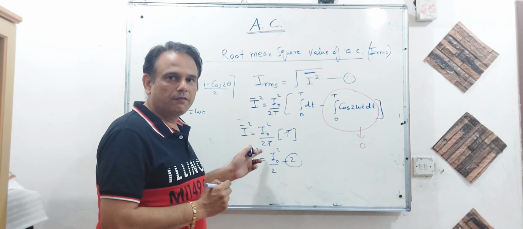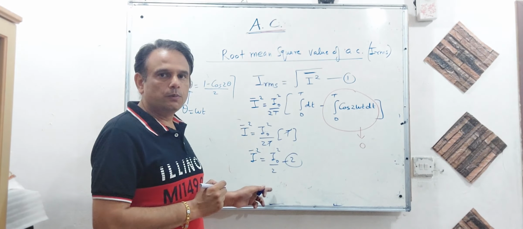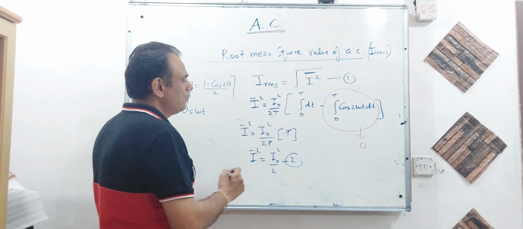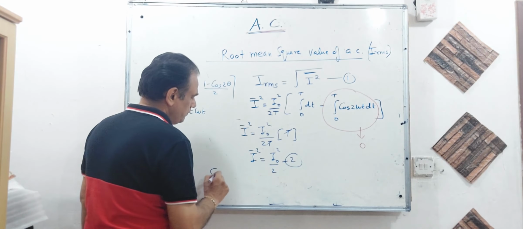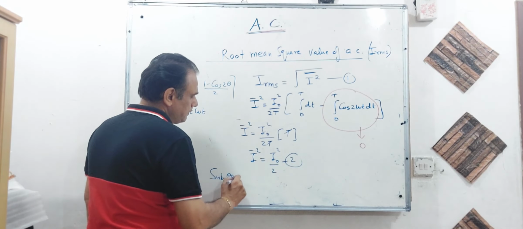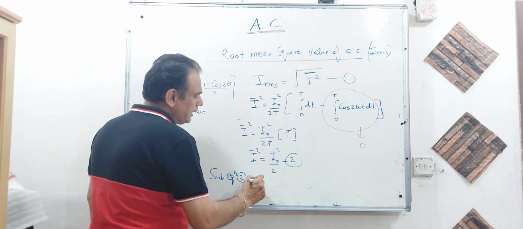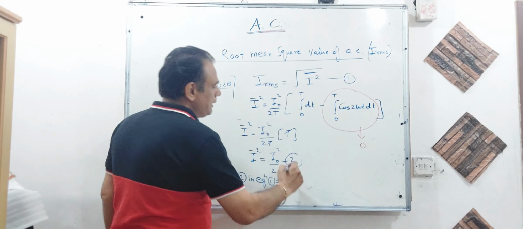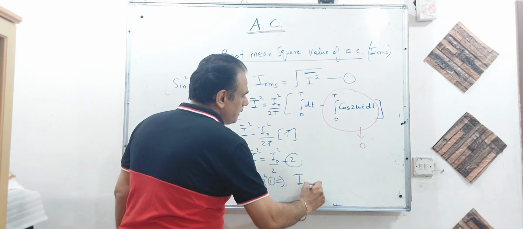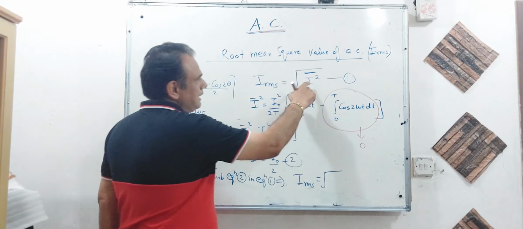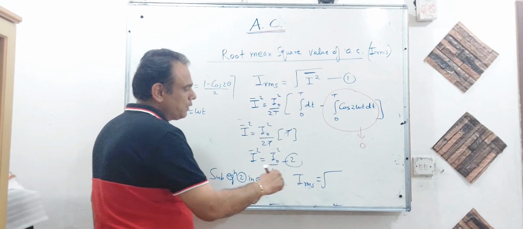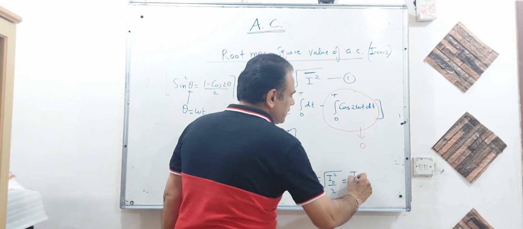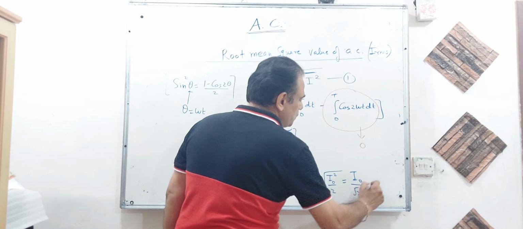I got equation 2, the average. I have taken, after squaring the function, I0 square by 2. Substitute this in 1. Substitute 2 in 1. So what are we going to do? Substitute equation 2 in equation 1. So when we keep that in, what will we get? IRMS equals square root of this one, which is I0 square by 2. And that is equal to I0 by root 2.